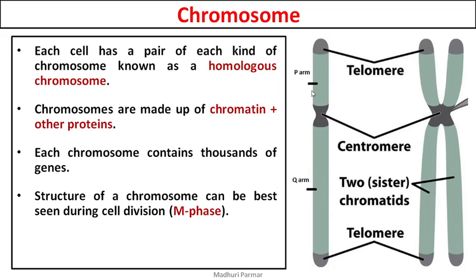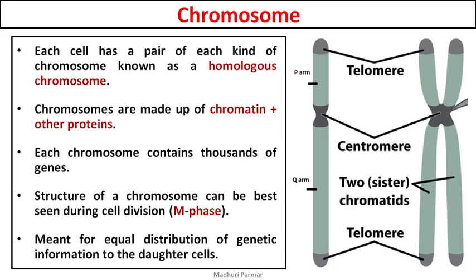The structure of a chromosome can be best observed during the M phase, at metaphase of the mitosis phase. You will find the chromosomes condensed maximum during metaphase, so this is when you can see these chromosomes very clearly in the cell. What is its function? Why is a chromosome required? It is for equal distribution of genetic information to the daughter cells.